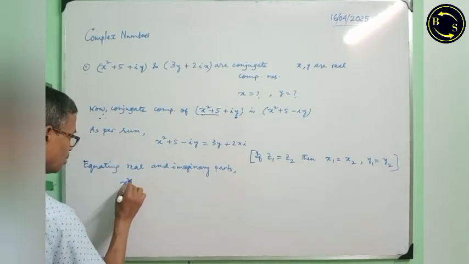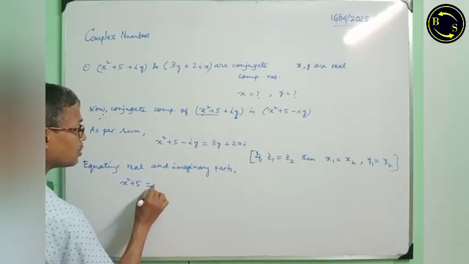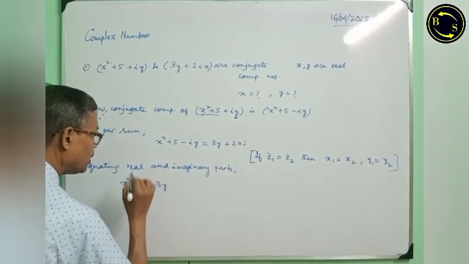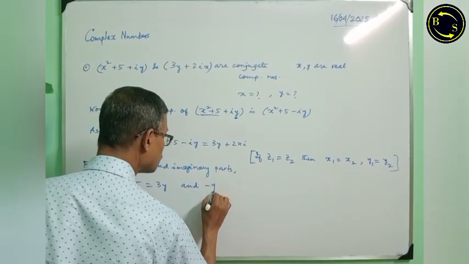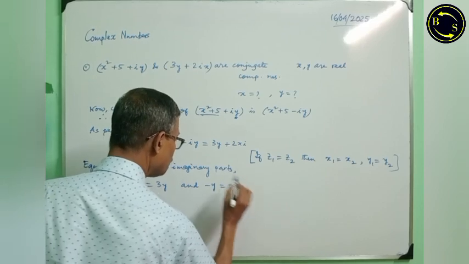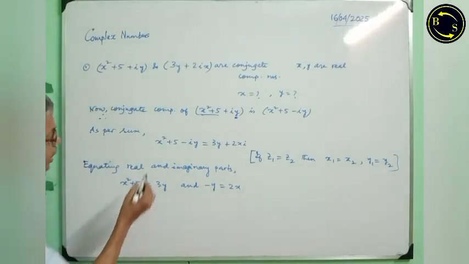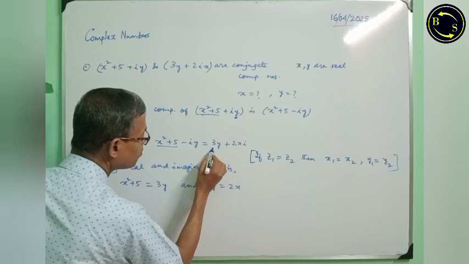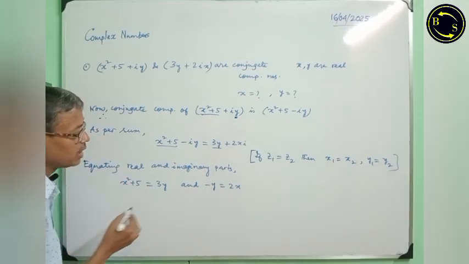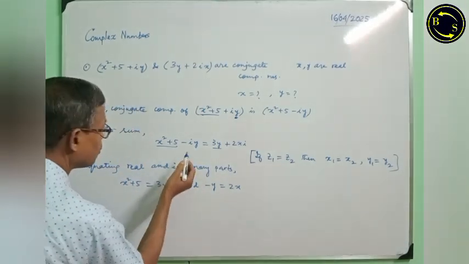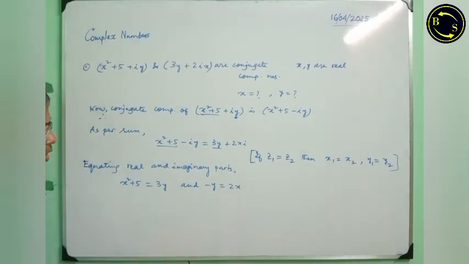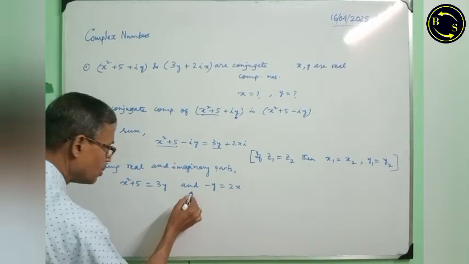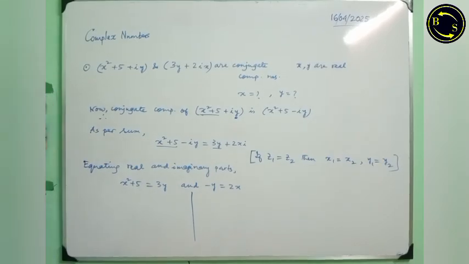x square plus 5 is equal to 3y and minus y is equal to 2x. Here the real part is x square plus 5, real part 3y on the right side. Imaginary part on the left is minus y, imaginary part on the right is 2x. Now we have to solve these two equations to get the values of x and y.